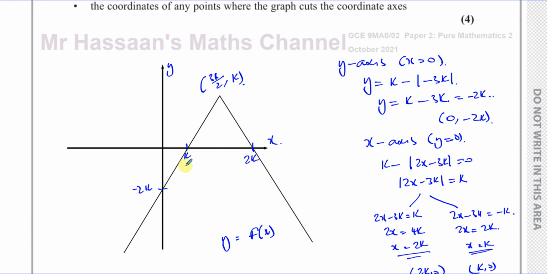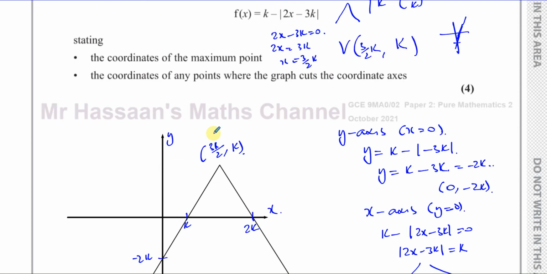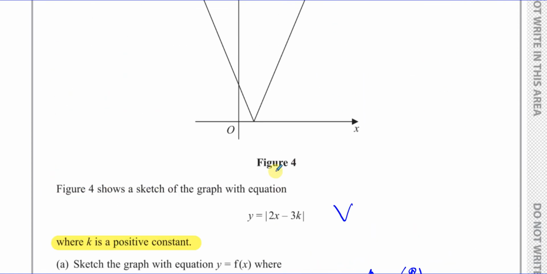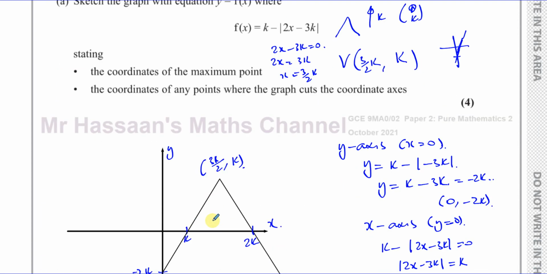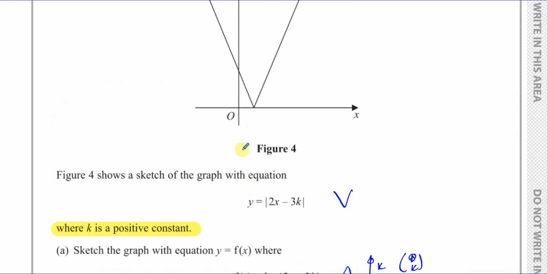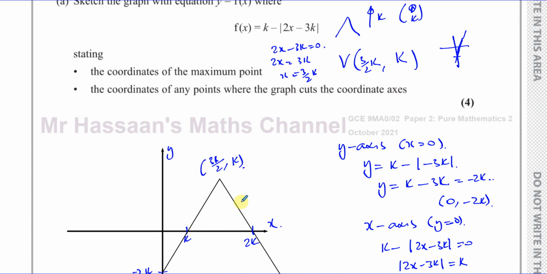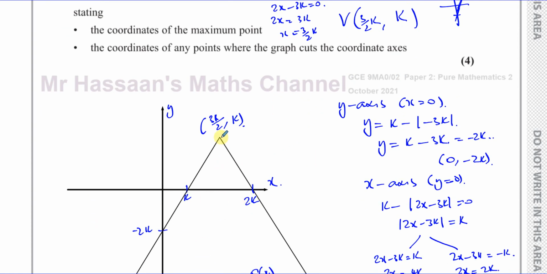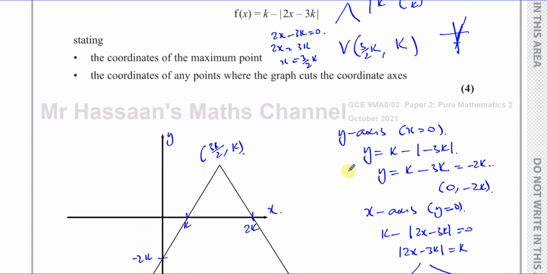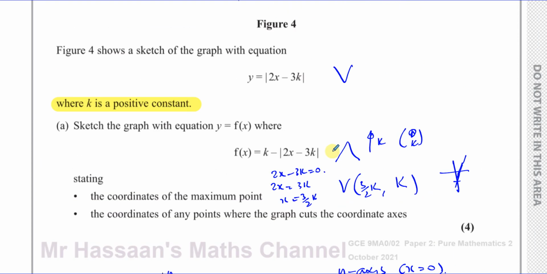We know that these are positive and this is negative because k is a positive constant. So when it's minus 2k, it's negative. When it's positive k and positive 2k, positive. So there we have the sketch of this graph, and we can see what's happened. Two things have happened. It's been reflected in the x-axis and it's been raised up by k units. That's why it's upside down and its vertex has gone up to there. All right, so that answers part A.